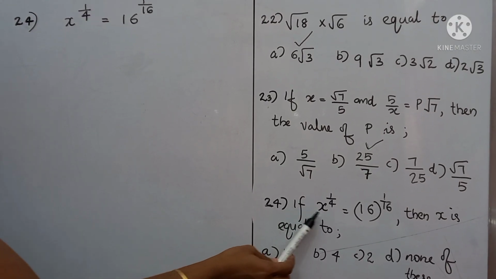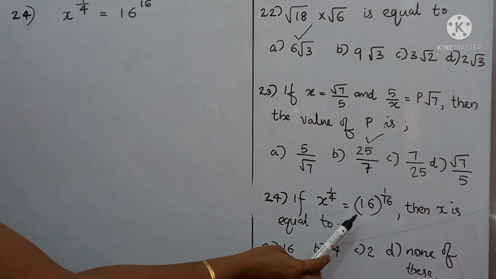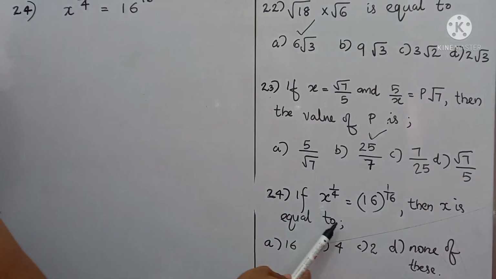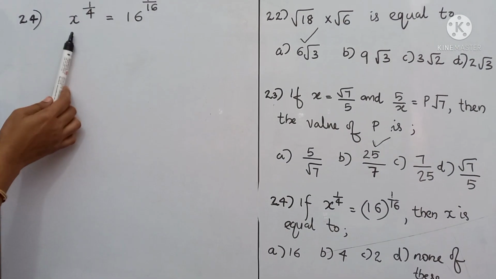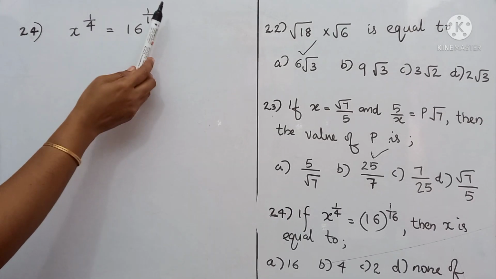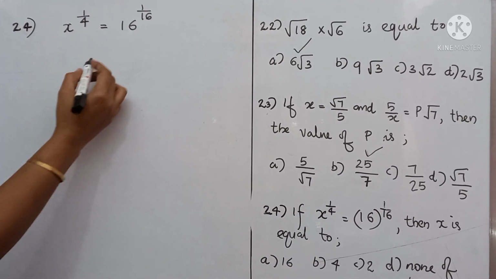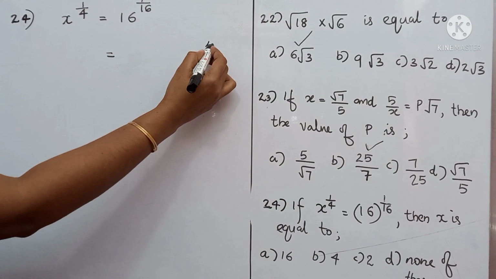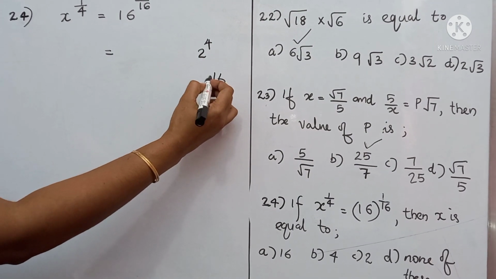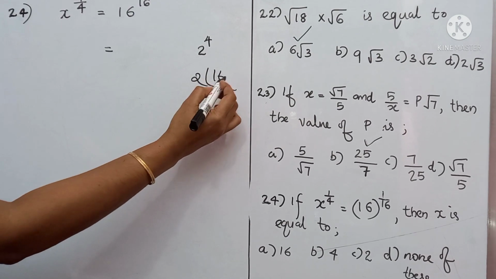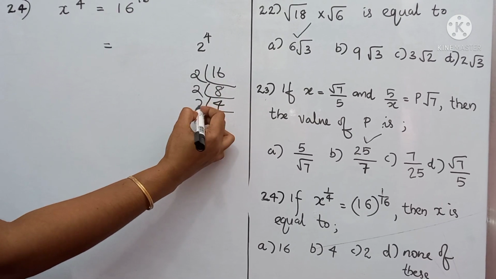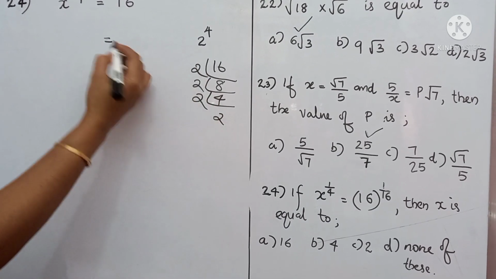Number 24, if x raised to 1 by 4 is equal to 16 raised to 1 by 16, then x is equal to. We have to solve it. x raised to 1 by 4 is equal to 16 raised to 1 by 16. Instead of 16, we can write 2 raised to 4. If you don't know, just do the factorization of this one, then we will get 2 raised to 4 here.